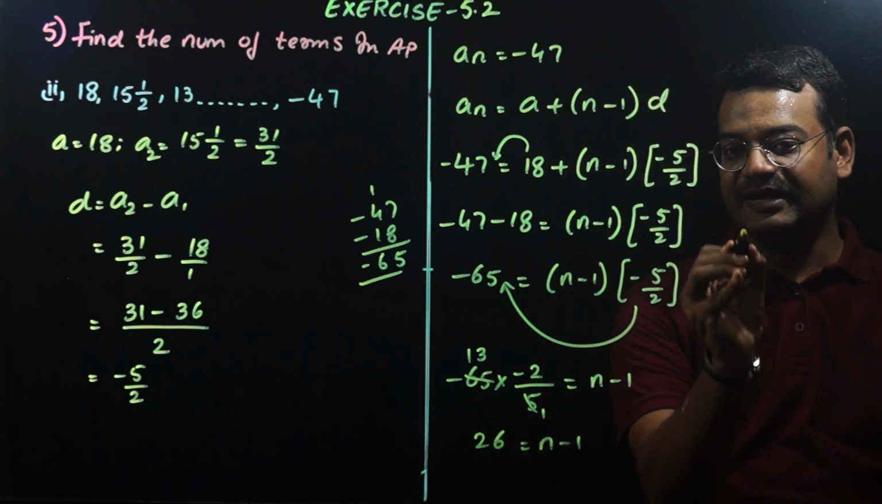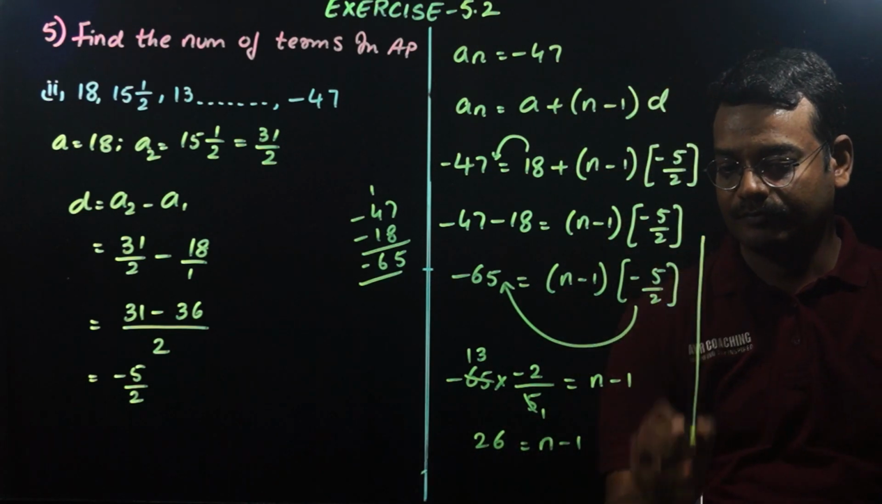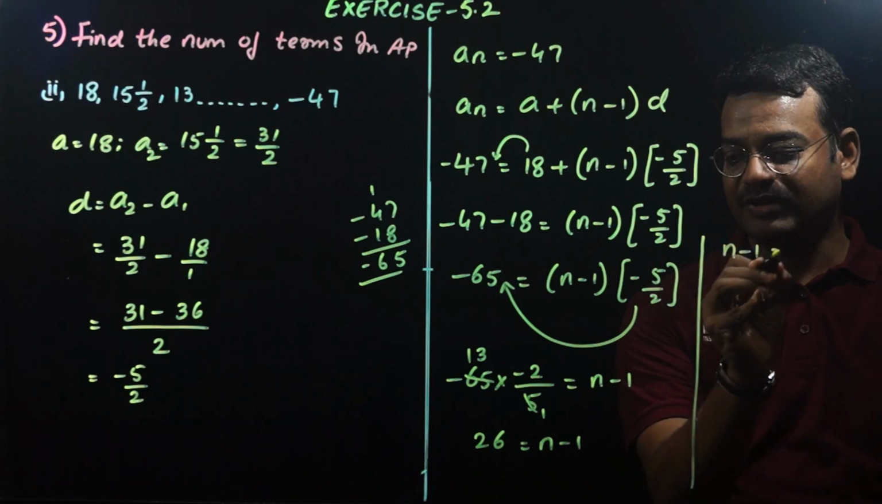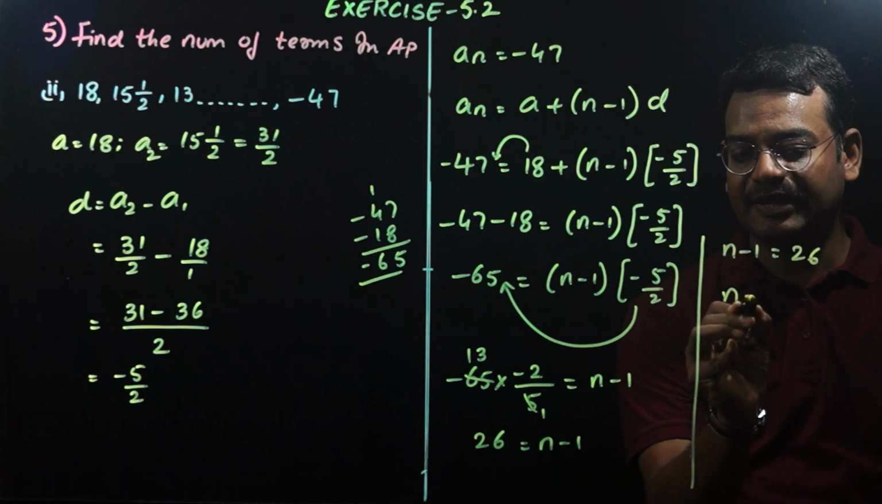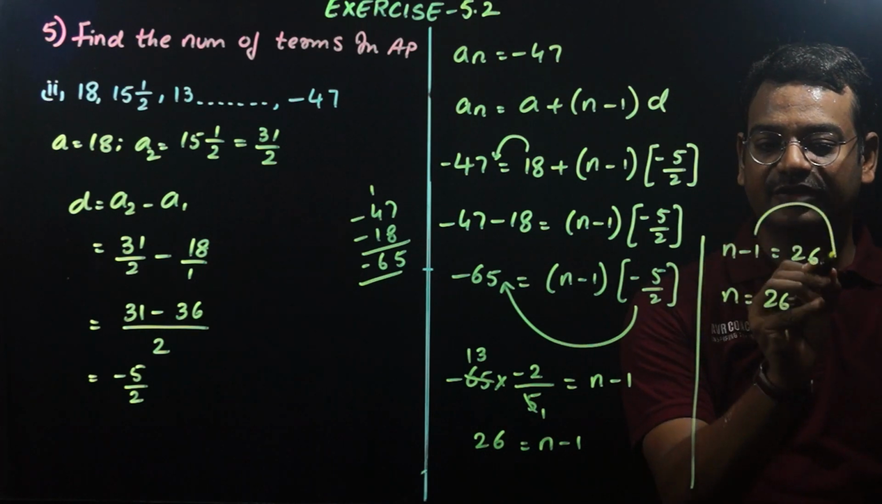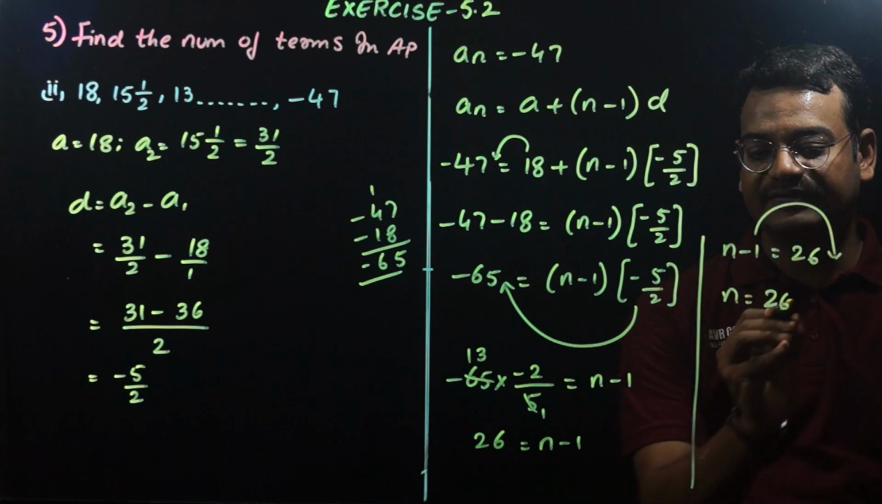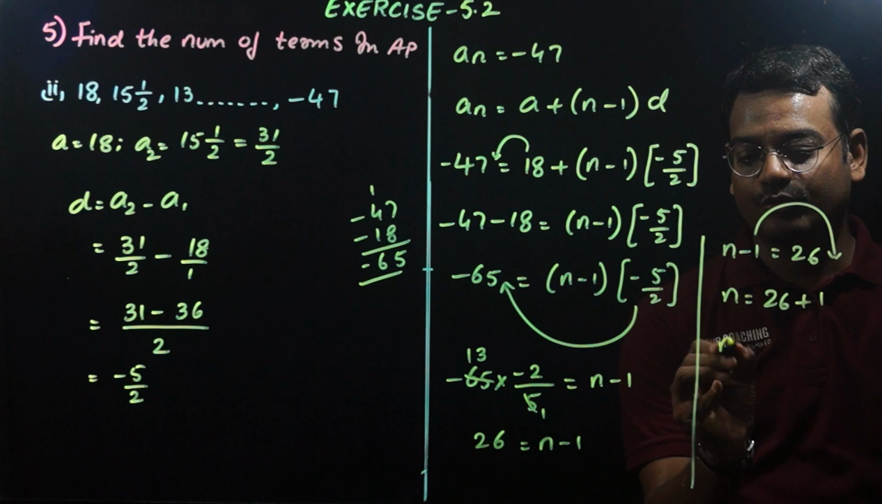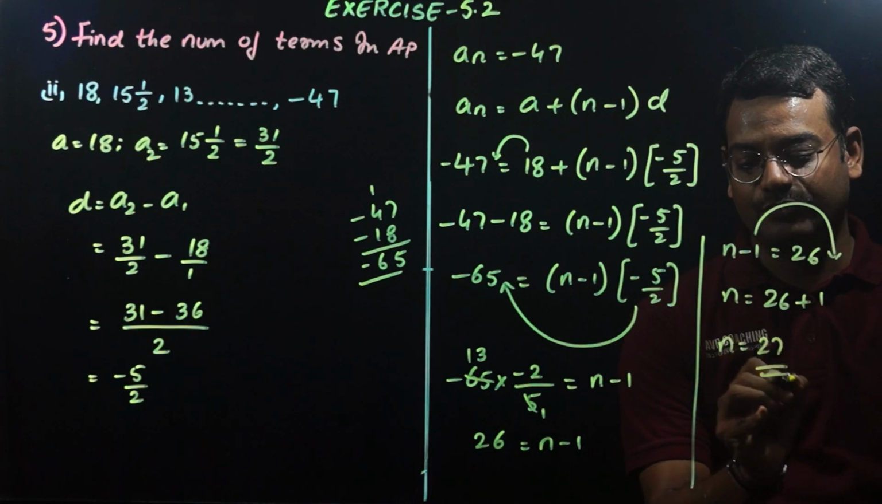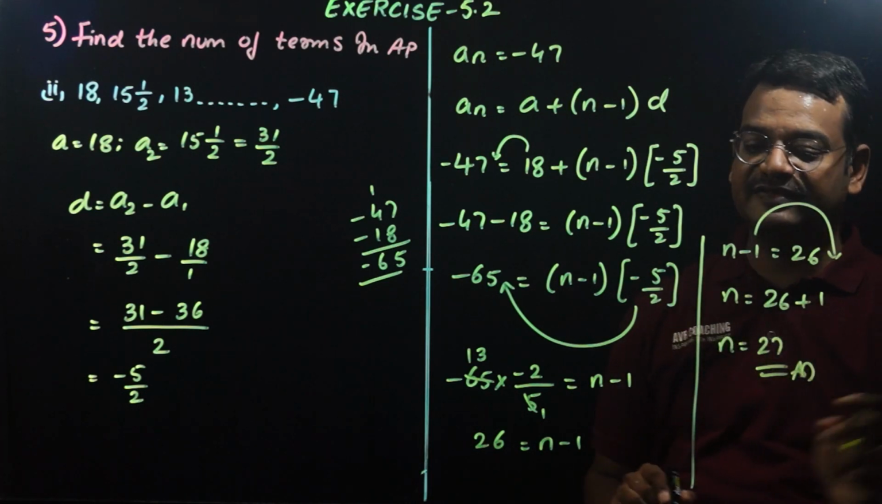We can also write it as n minus 1 equal to 26, n equal to 26 plus 1. When we bring it to the right hand side, it will be plus 1. So n is equal to 27. Therefore, the number of terms in the given AP is nothing but 27.